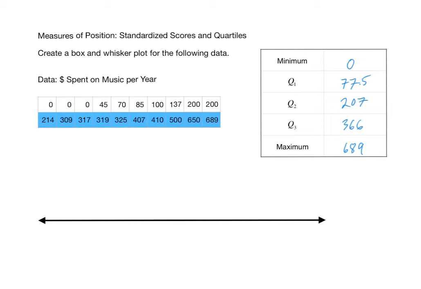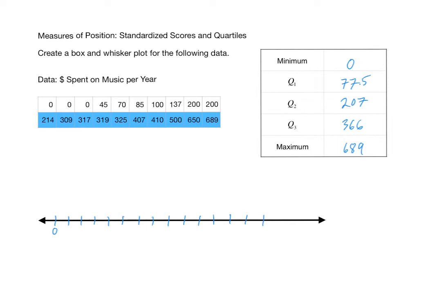We are now going to make a special type of plot that specifically goes with a 5-number summary. It's called a box and whisker plot. Before we actually create the plot, we need to make a scale down here on our horizontal axis. Well, we go from 0 up to 689, so let's jump by 50s. We've got 0, 50, 100, 150, 200, 250, 300, 350, 400, 450, 500, 550, 600, 650, 700. We don't need to go any higher since the highest number is 689.